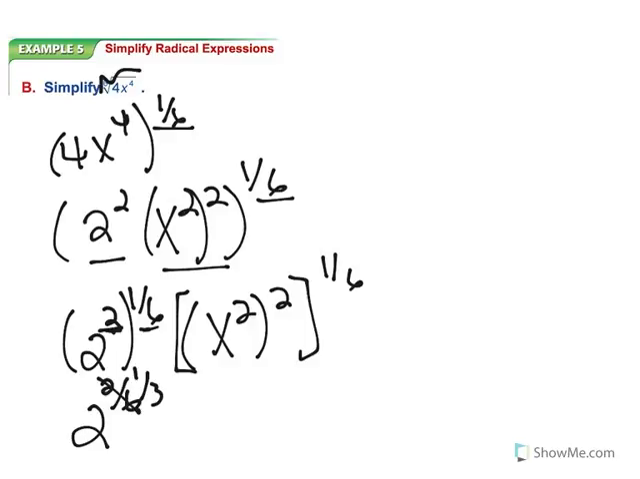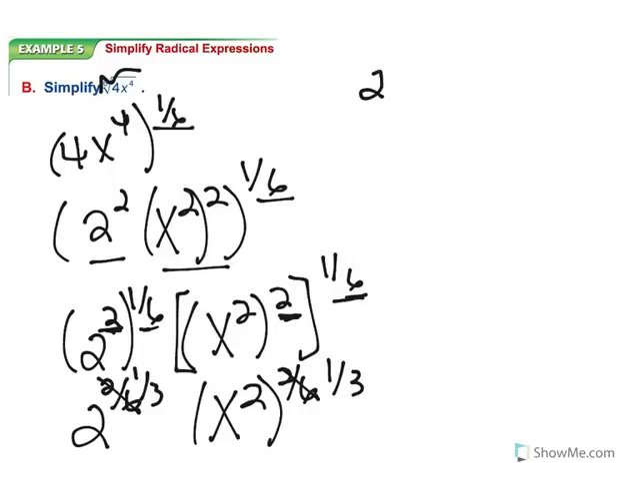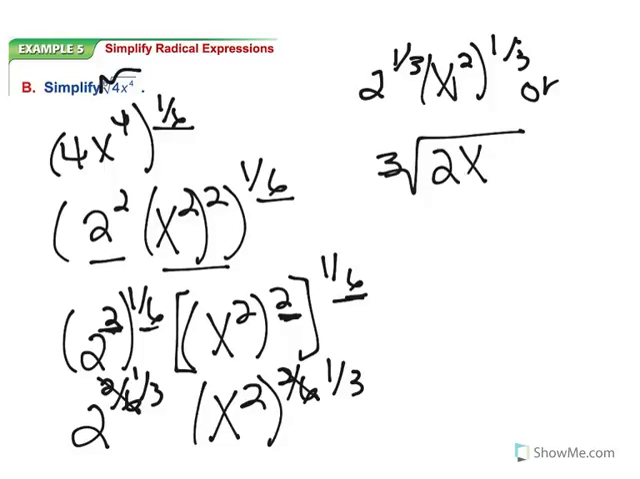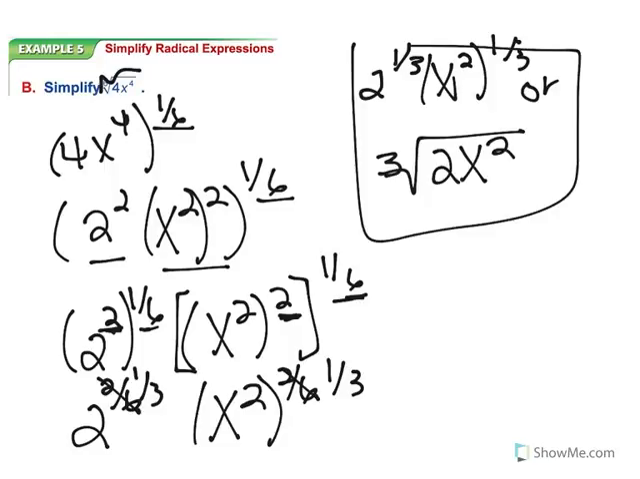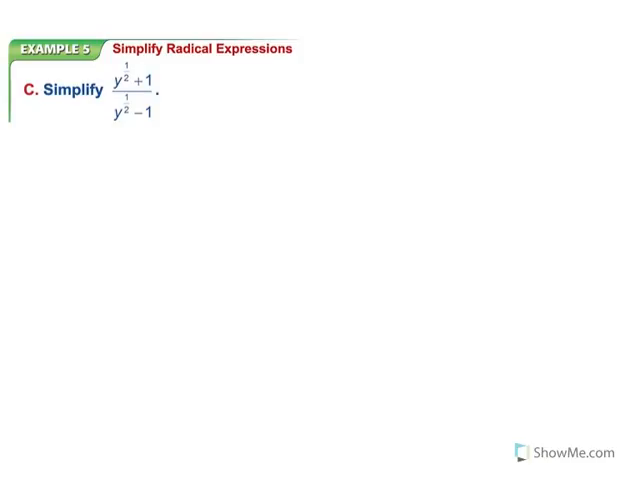And then we can do our x squared squared multiplied by the 1/6. So we're going to do our 2 here on the outermost parentheses, and we're going to multiply it by the 1/6. So then we're going to end up with x squared to the 2/6 power, which we just said was 1/3. So now we can rewrite this 2 to the 1/3 times x squared to the 1/3, or we can say the cube root of 2 times x squared, and both of those are acceptable answers.